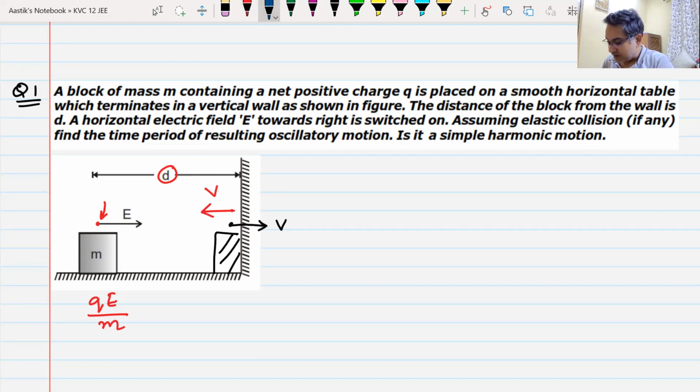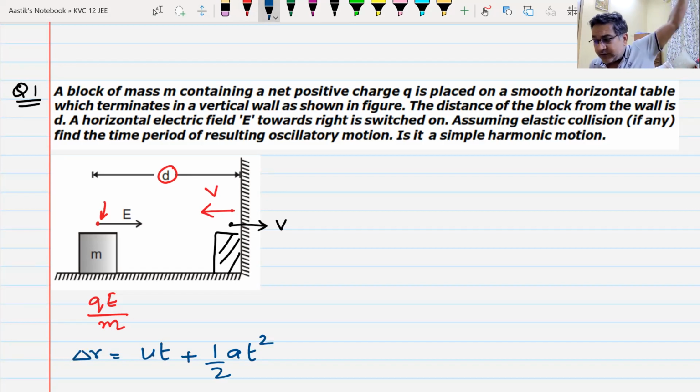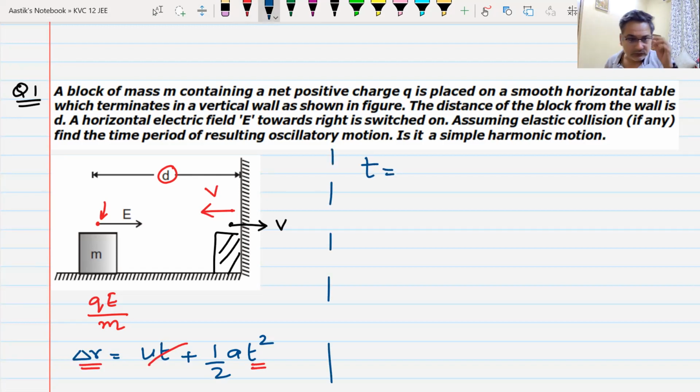So you can apply that old formula from first chapter. What was that old formula? Displacement delta r is equal to ut plus half at square. We remember this old formula? Yes, here the initial velocity is 0. The displacement is given as d. You can find out the time t. Tell me what is the time t coming from here?